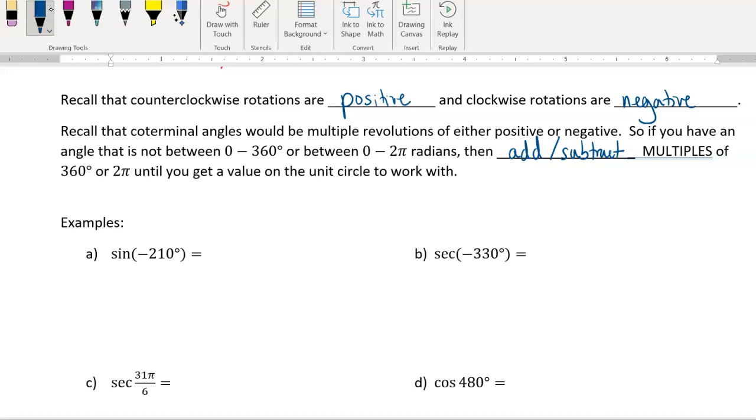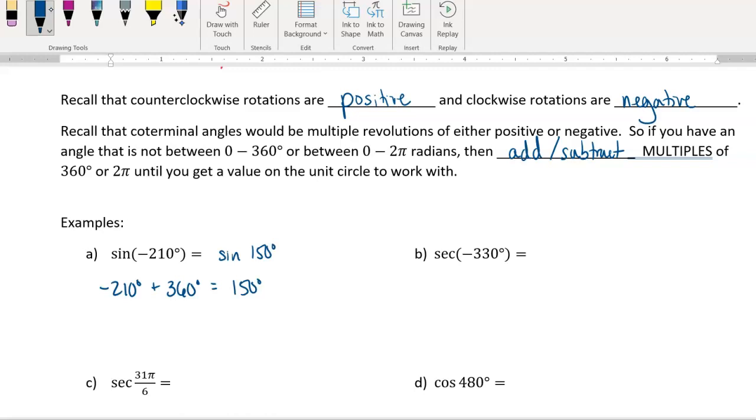So let's look at this first example. Here we have the sine of negative 210 degrees. So that's not between 0 and 360 degrees. So in this case, we're going to add multiples of 360 until we can get a number between 0 and 360. If I take negative 210 and add 360 to it, we get 150 degrees. So in other words, this is equivalent to the sine of 150 degrees.